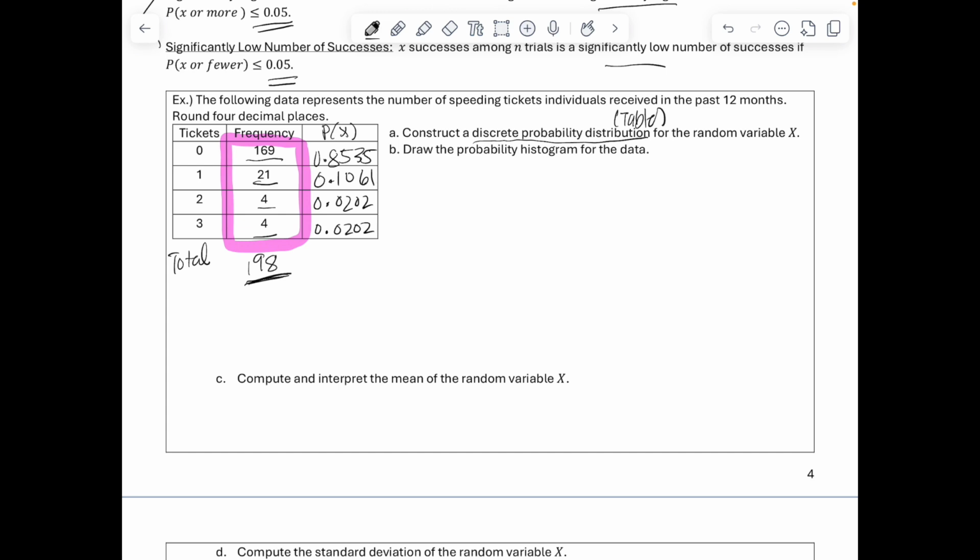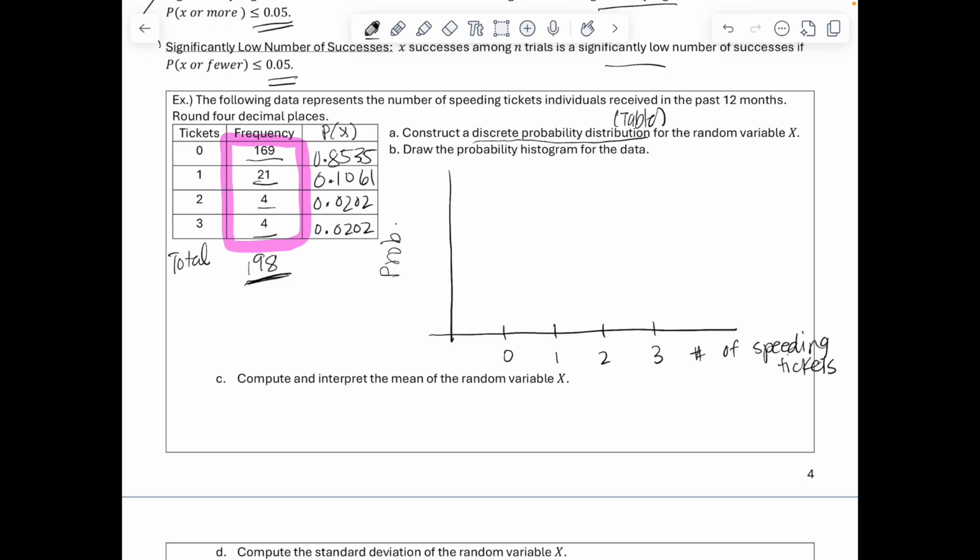Part B says draw a probability histogram of the data. So again, remember histograms, bars are going to touch. So for this, our random variable is 0, 1, 2, and 3. And these are representing the number of speeding tickets. So make sure to label your axes. And then we also need to put in the vertical axes our probabilities.